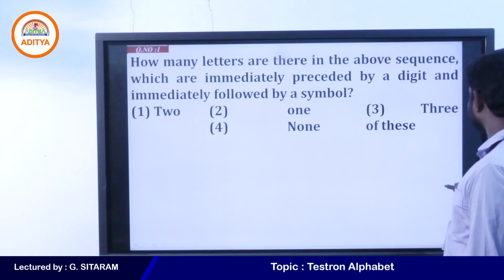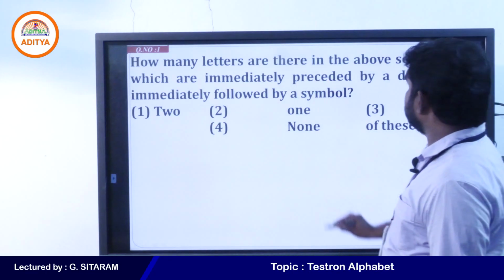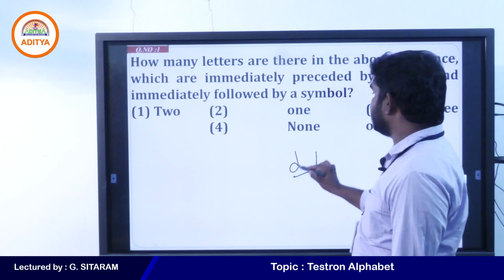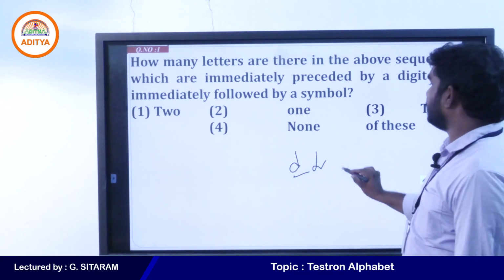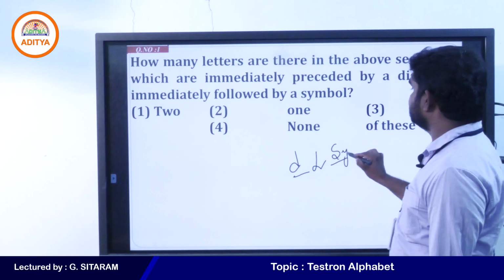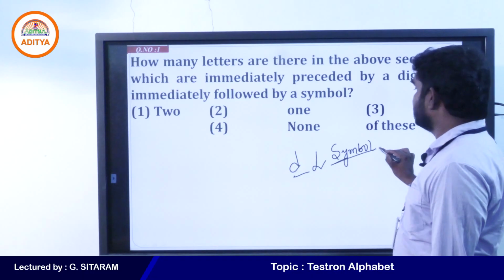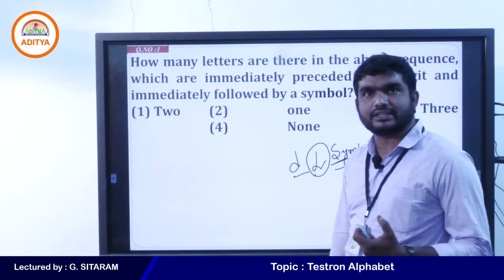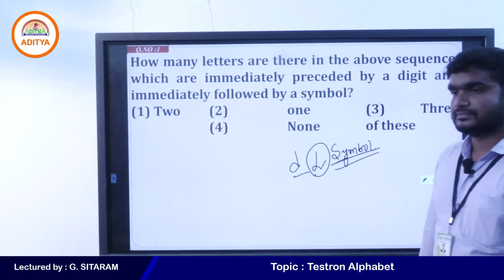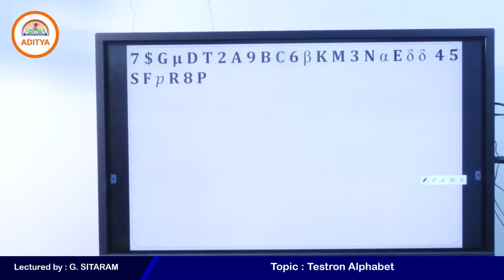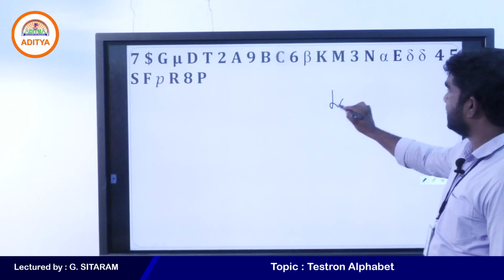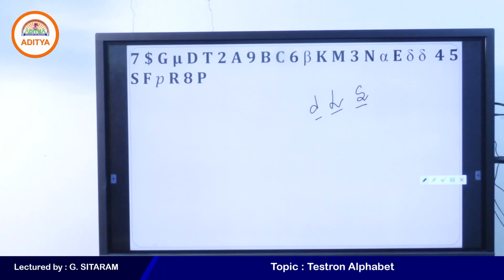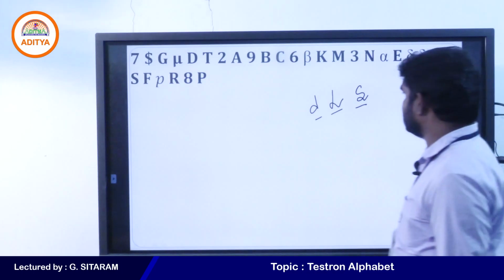How many letters are there in the above sequence which are immediately preceded by a digit and immediately followed by a symbol? Just count down these letters. How many such letters are there which are preceded by a digit and followed by a symbol? You just count them down.